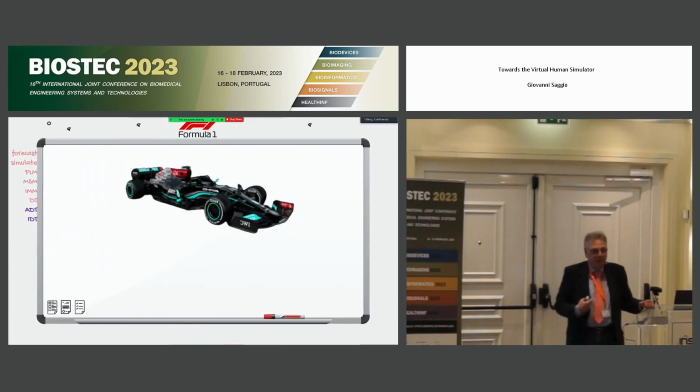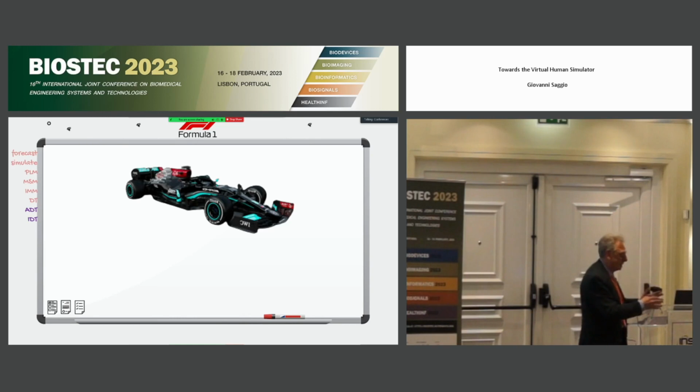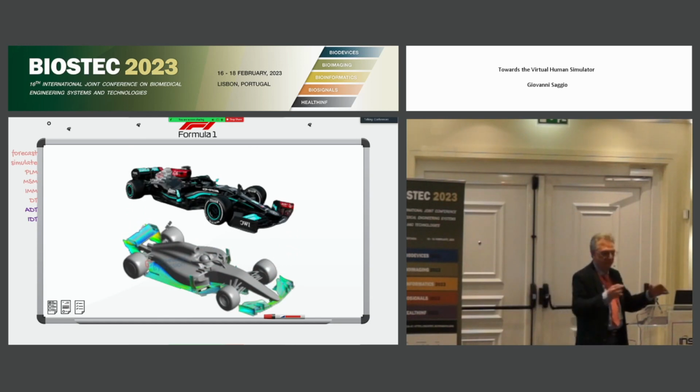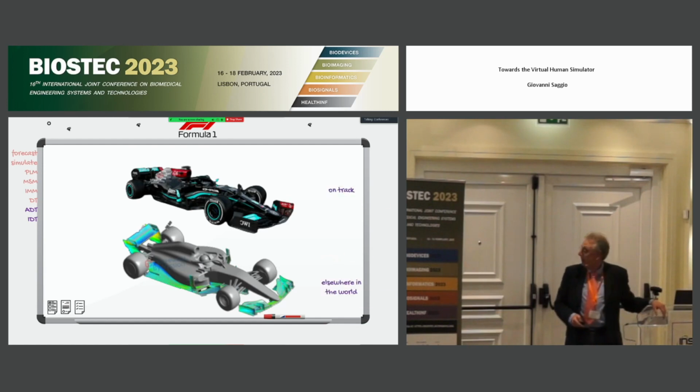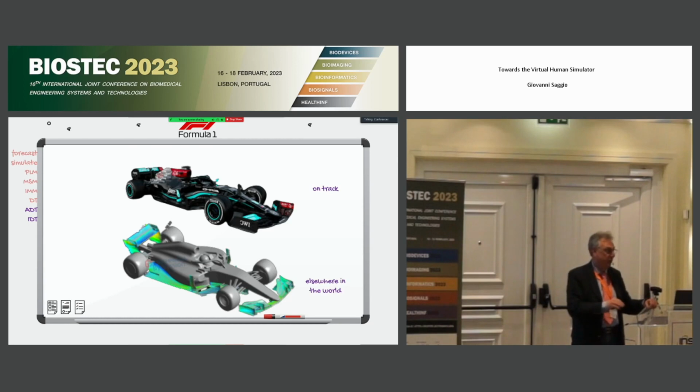I have a passion for Formula One, and you know that what is going on the track furnishes data somewhere in the world to create the digital version of the car and to predict what happens if they stop for changing wheels or whatever, okay? So on track and elsewhere in the world. So it means that the digital twin is not necessarily in the same place as the real counterpart.